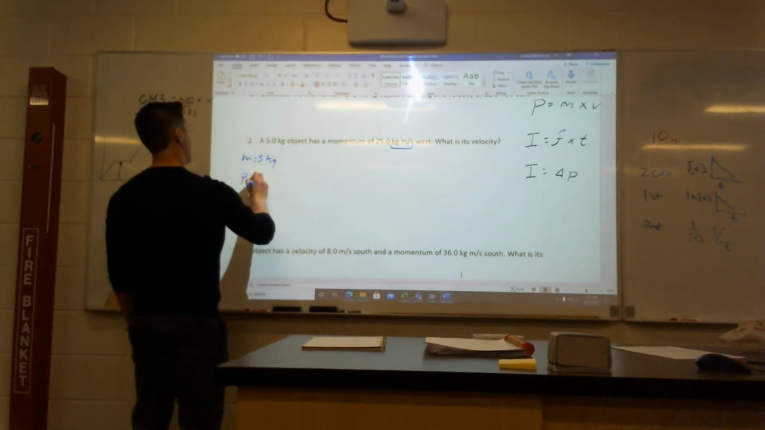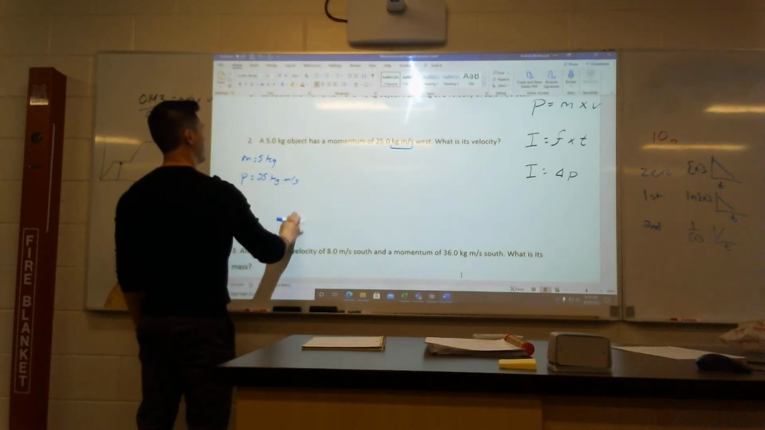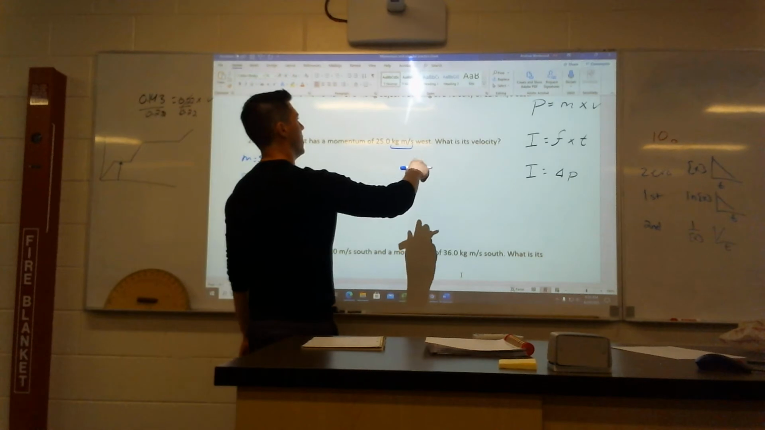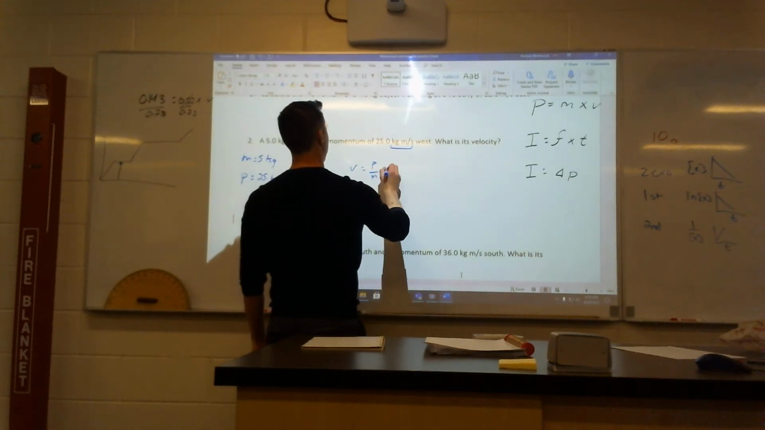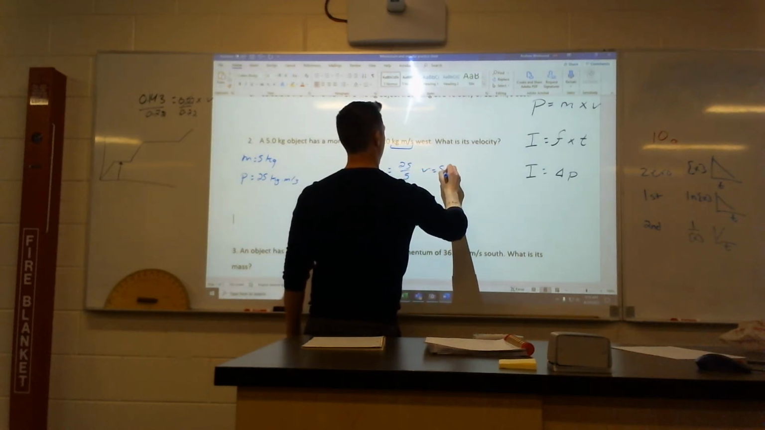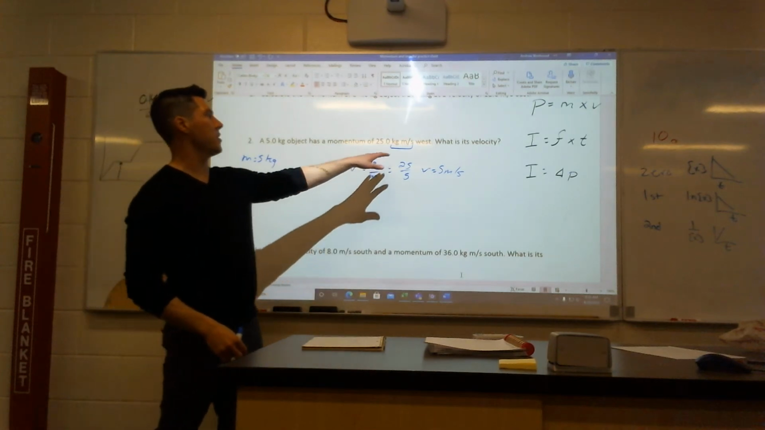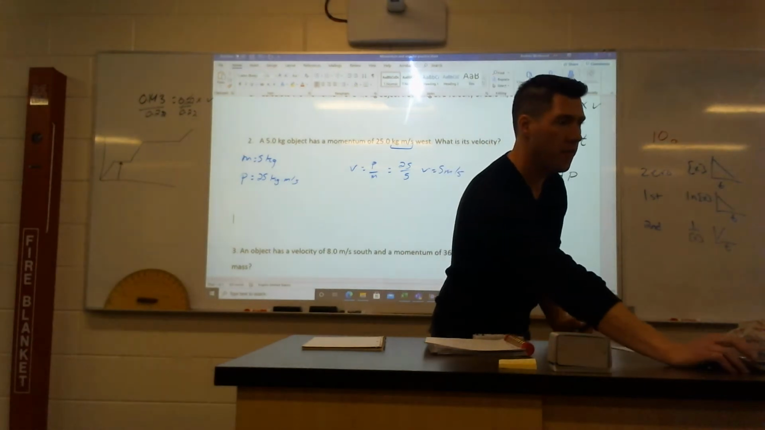So momentum equals 25 kilogram meters per second. It asks, what is the velocity? Simply take our little formula. Velocity would end up being momentum over mass. So 25 over 5, and our velocity equals 5 meters per second. I just wanted to do that question and really get the SI units in there. Simple question. Let's go to question 5.